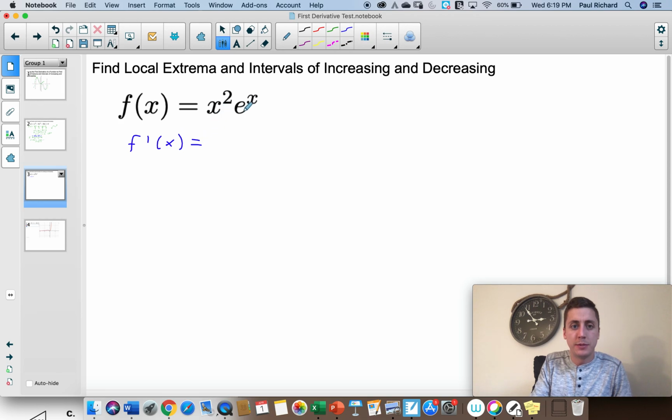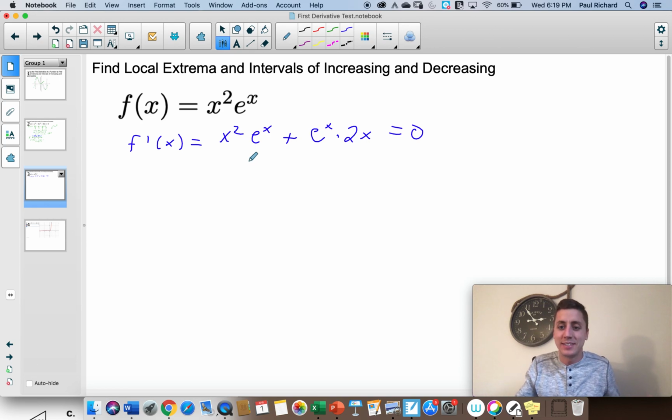The first one times the derivative of the second. The derivative of e to the x is e to the x. Plus the second times the derivative of the first. The derivative of x squared, 2x. Set it equal to 0 and solve for your critical points. Can't do anything unless I know what the critical points are, okay?